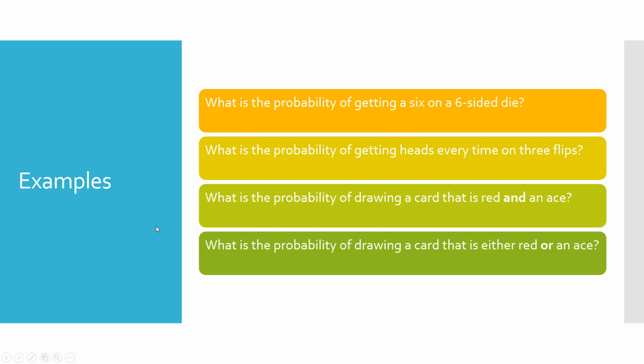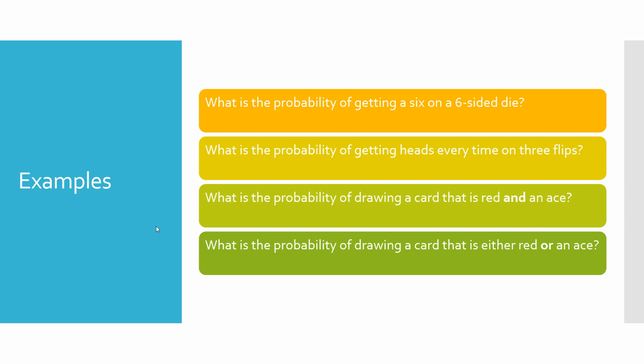So let me ask you some examples, and I'll stop here and we'll work them in the next video. I've got some examples for you to think about right now. What is the probability of getting a 6 on a 6-sided die? What's the probability of getting heads every time out of 3 flips? What's the probability of drawing a card that is both red and an ace?